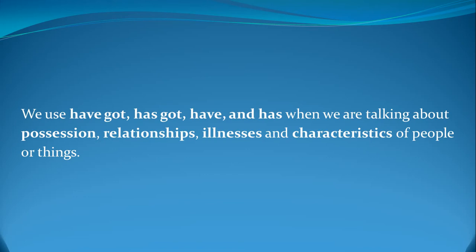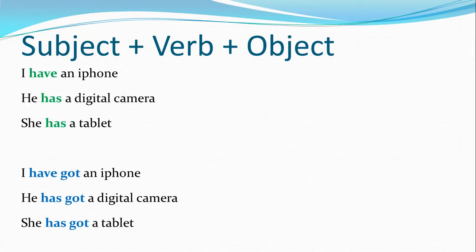And then what about the formula in the sentence? How to use have got in the sentence. Here, it's the basic structure in English: subject plus verb and object or complement. In the affirmative sentence, you say, I have an iPhone. He has a digital camera. She has a tablet. We use have and has.